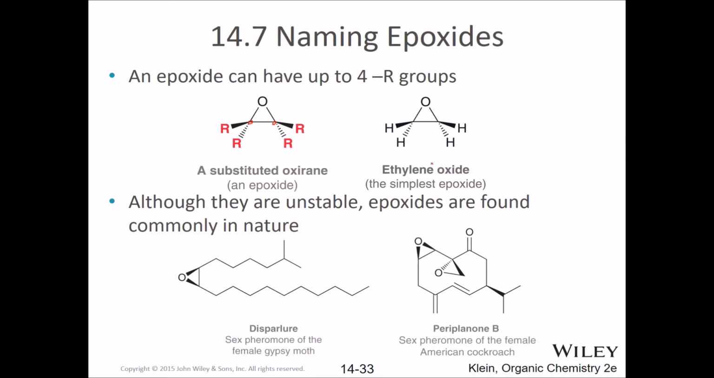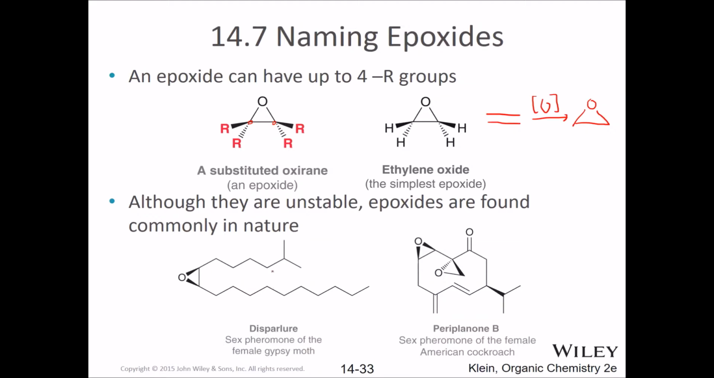It's called ethylene oxide because it's made from the oxidation of ethylene. And believe it or not, that is ethylene. Really, the IUPAC name is ethene, but ethylene is the common name. So when we oxidize that, it becomes ethylene oxide. Now, although they're unstable, epoxides are found commonly in nature.